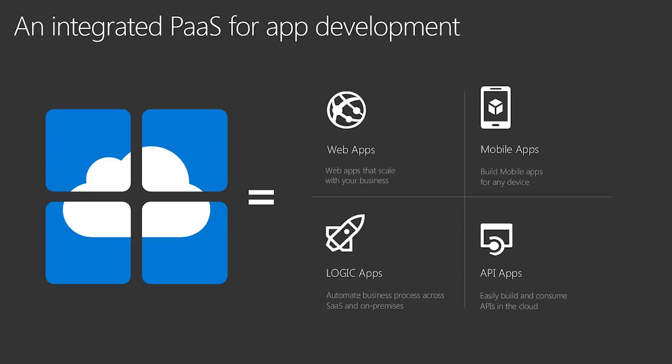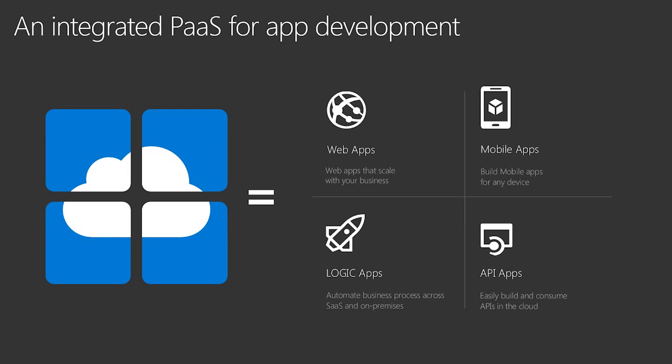Azure App Service offers everything you need to build web apps in .NET, PHP, Node.js, Java, and Python, ability to add data backends, push notification, and user authentication to mobile apps, ability to quickly create and manage APIs for your customers. And finally, a way to connect your web, mobile, and API apps to enterprise application and software as a service solutions.